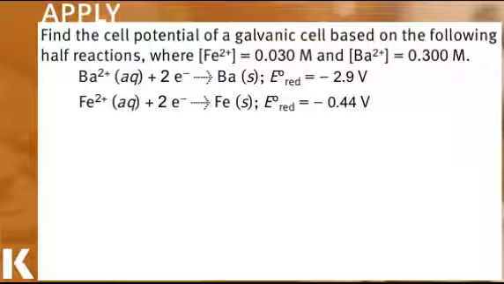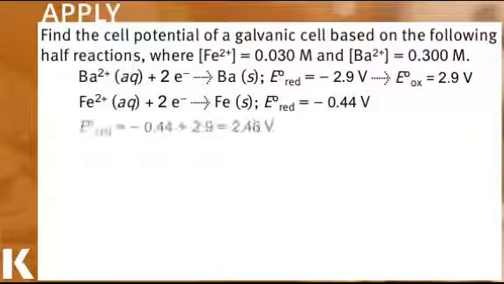This question asks you to calculate the cell potential of a galvanic cell given the ionic concentrations and reduction potentials of iron and barium. Since the question stem states that this is a galvanic cell, the reaction must be occurring spontaneously. Thus, iron must be being reduced since its reduction potential is greater than that of barium. So, flip the sign for the reduction potential of barium to get its oxidation potential. Adding up these values gives a standard cell potential of 2.46 volts.